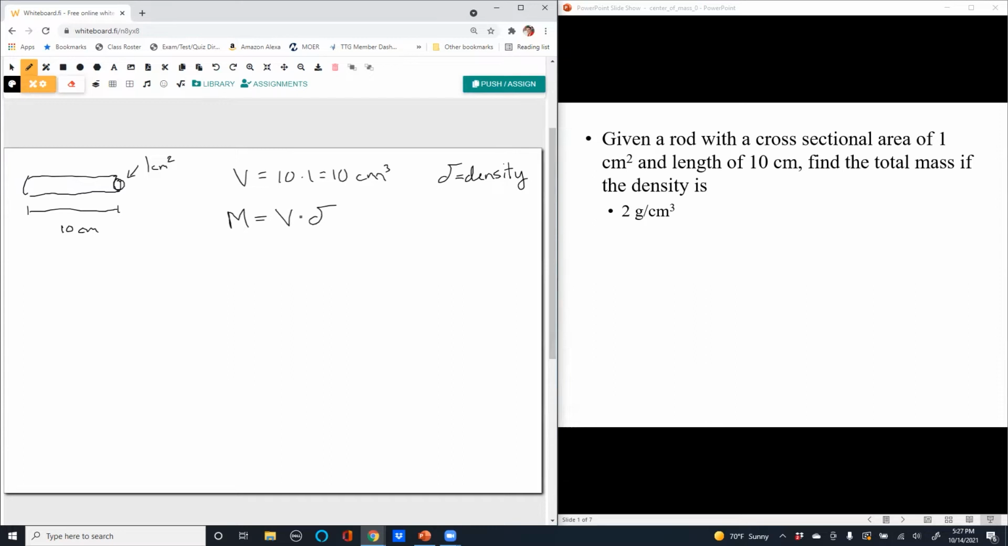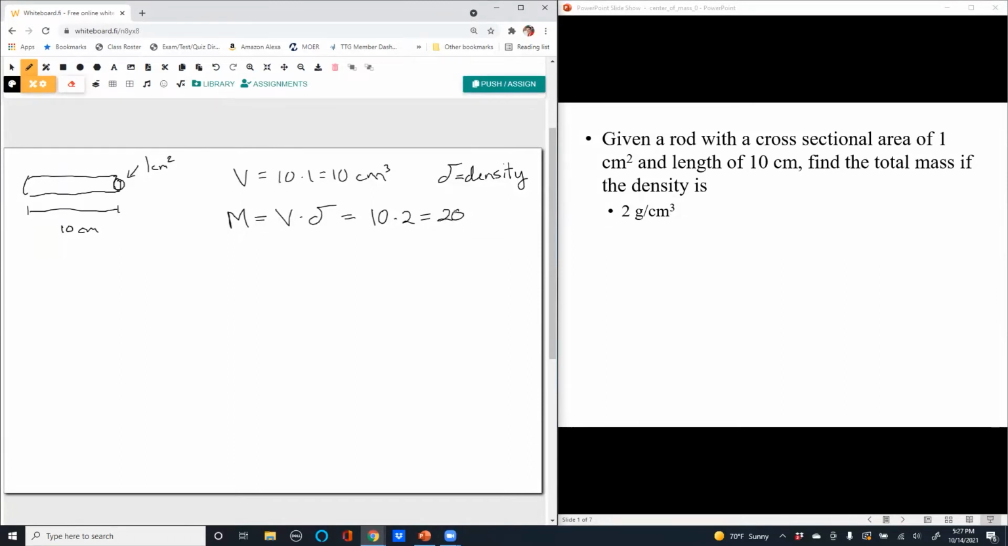Two reasons I'm doing this. Number one is because this is a straightforward calculation, because our volume is constant, and our density is constant. So all we have to do is take 10 times 2 and we get 20.